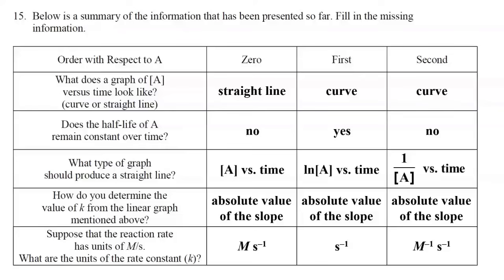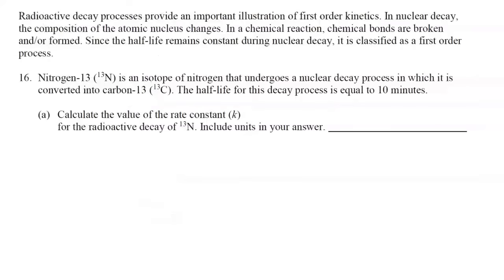All right, let's move on to question 16. Radioactive decay processes provide an important illustration of first-order kinetics. In nuclear decay, the composition of the atomic nucleus changes. In a chemical reaction, chemical bonds are broken and/or formed. Since the half-life remains constant during nuclear decay, it is classified as a first-order process.